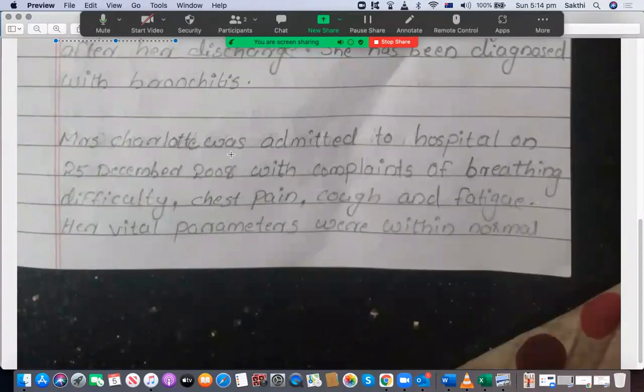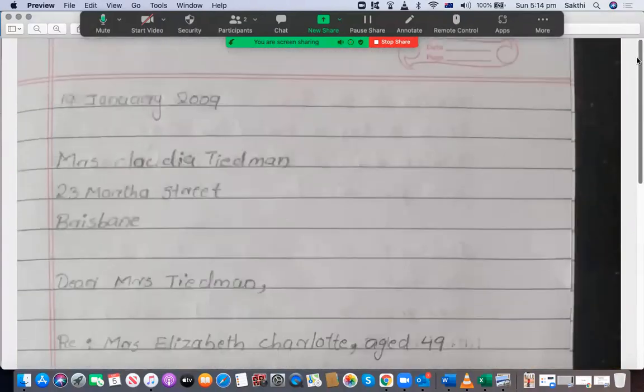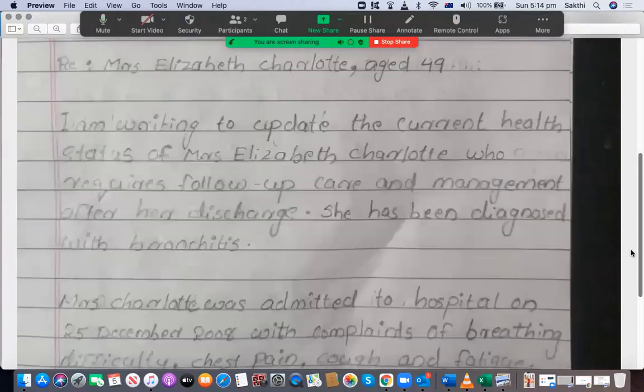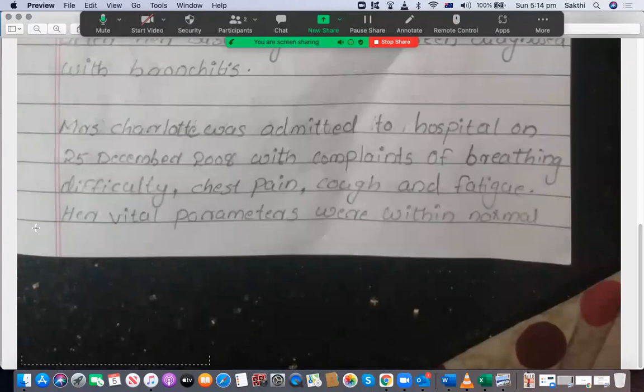Mrs. Charlotte was admitted to hospital on 25 December 2008. Okay, let me ask you a question. It's in a different year, that's okay. So you have used it correctly. If the events are occurring in the same year, we should not write the year here. We just need to write only the date, that is 25 December. But you have done a good job by including it properly.